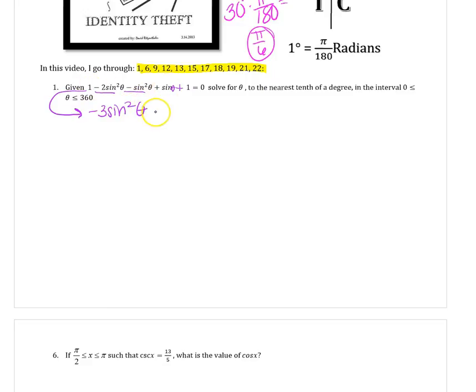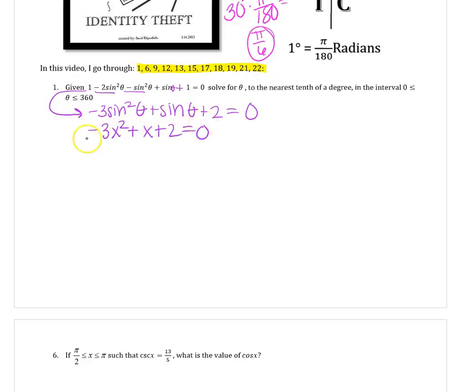I have then plus a sine of theta. And then 1 plus 1 is 2. Now, I can change these to x's, and I can also divide everything by -1. So let's actually change the x's first. Or change everything by -1, I should say. So -3x squared plus x plus 2 equals 0.